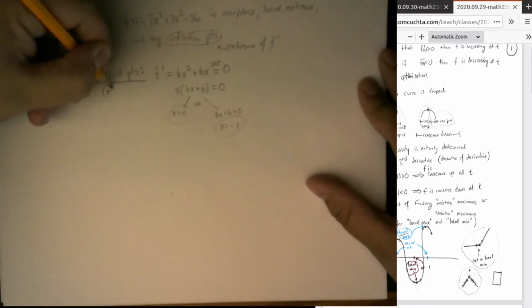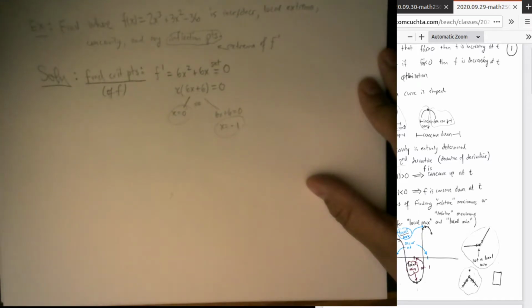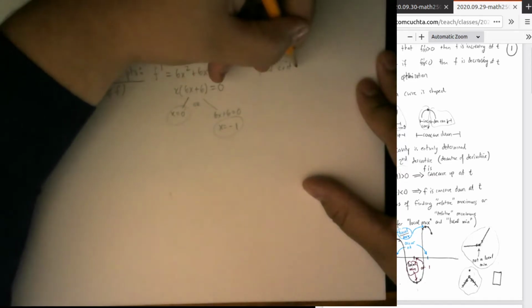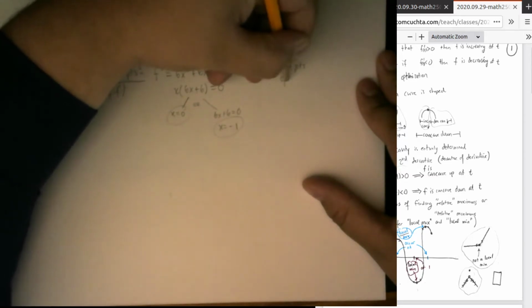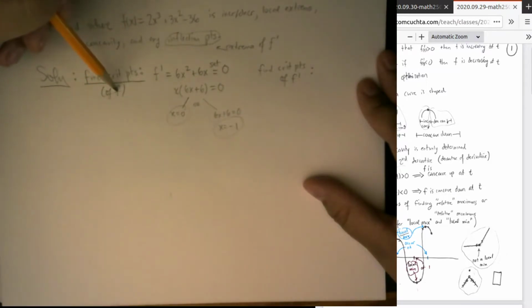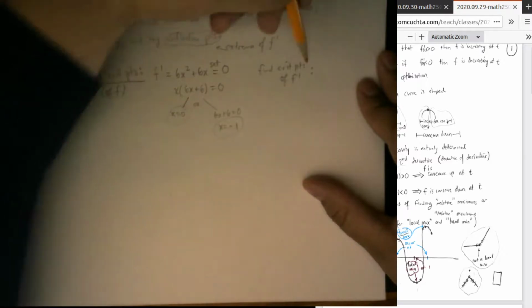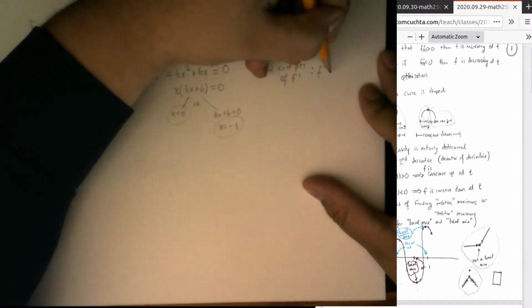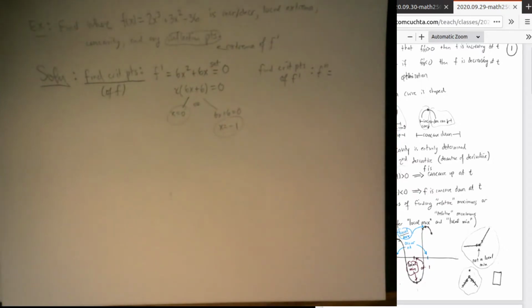So these are critical points of f. We also need to find critical points of f prime. Now, finding critical points of f meant I took the derivative of f, and I got f prime. Finding critical points of f prime means I have to take the derivative of f prime, in other words, the second derivative.